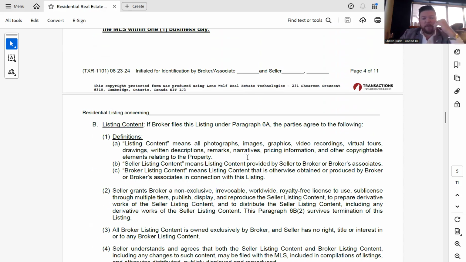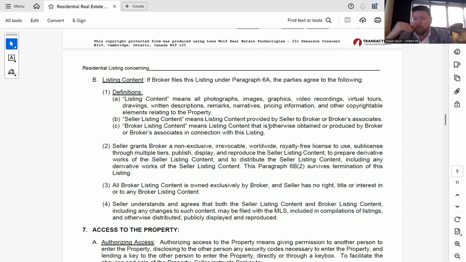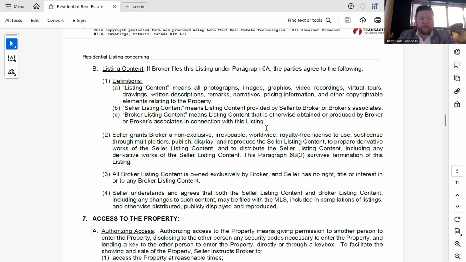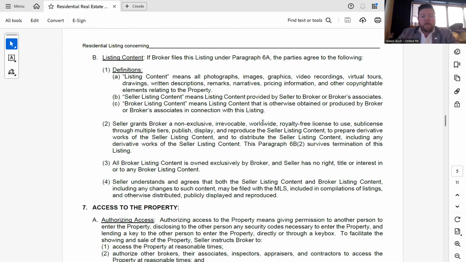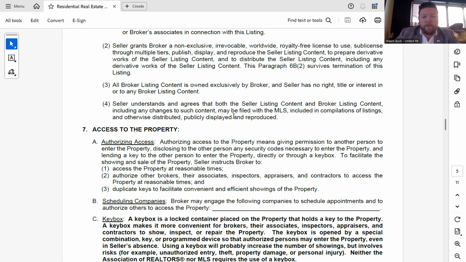Listing content. The listing agents are going to be pulling all the information they possibly can from all our internal sources, tax rolls, MLS data, and any other information, appraisals, inspections, all these types of things. So we want to make sure to disclose where we get our information, and then authorization and access to the property.